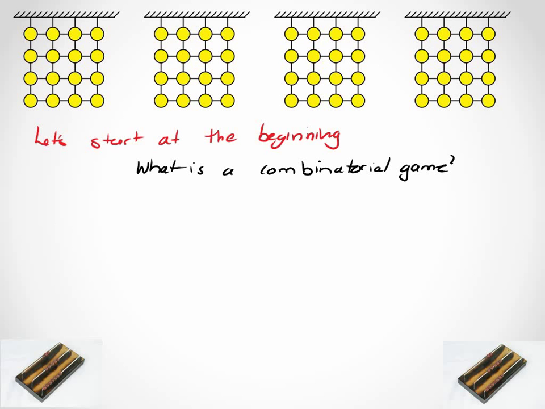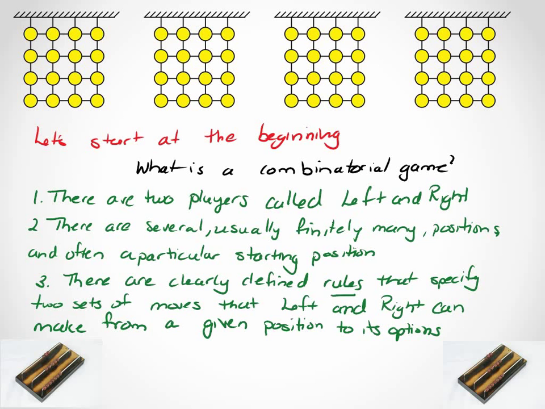So let's start from the beginning. What do they mean by a combinatorial game? There's a definition that's out there. There's two players. One is called left and one is called right. You can imagine two players sitting at a table. One is called left and one is called right. Or oftentimes you'll have player one and player two.